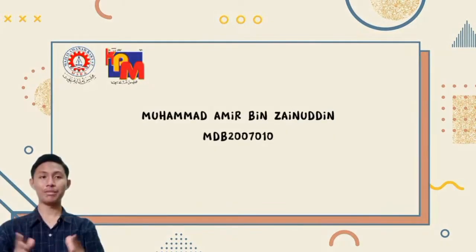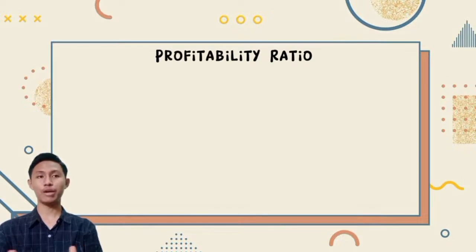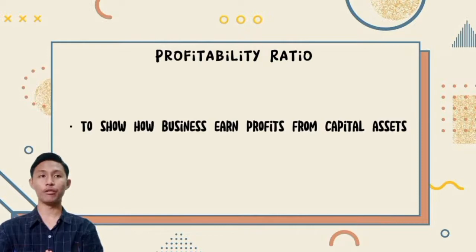Hi, my name is Muhammad Amir. So today I will present about the profitability ratio. The purpose of the profitability ratio is to show the business or firm's earning of profit from its capital assets. And a higher profitability ratio indicates efficient and effective operation in the firm.